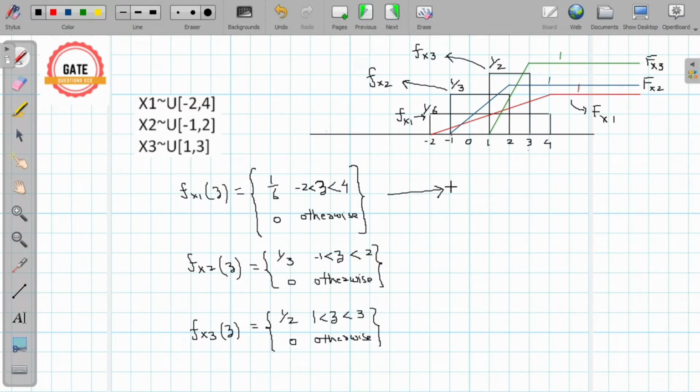Integrating these, we will get the CDF of x1, which will be equal to (z minus -2, which gives z + 2) divided by 6 in the range when z is greater than or equal to -2 and less than or equal to 4. It will be 1 for z greater than or equal to 4 and 0 otherwise. You can see in the above diagram, this red curve represents the CDF of x1.